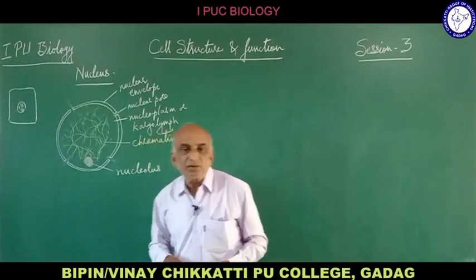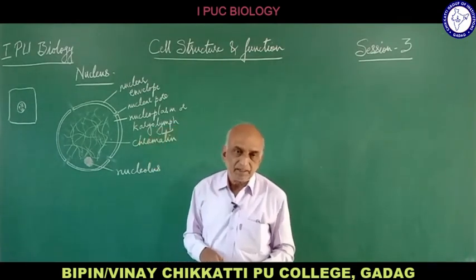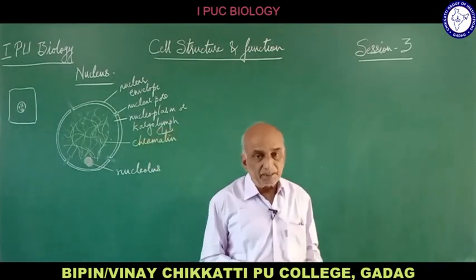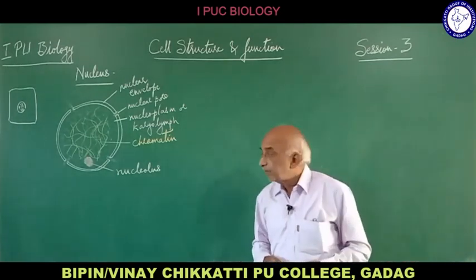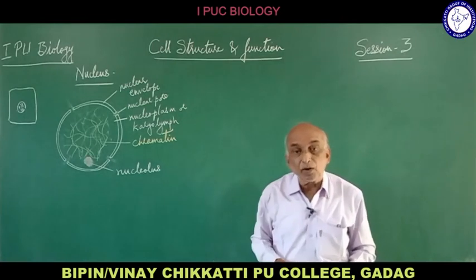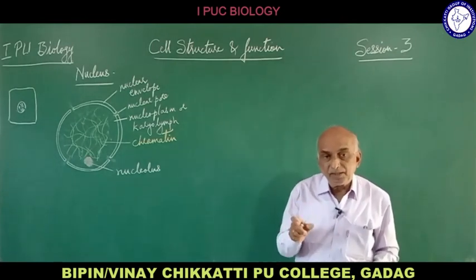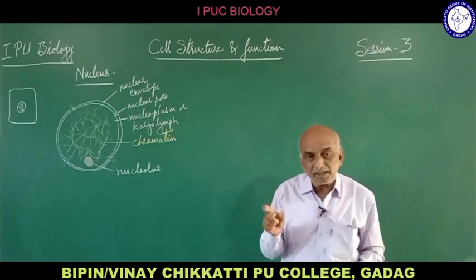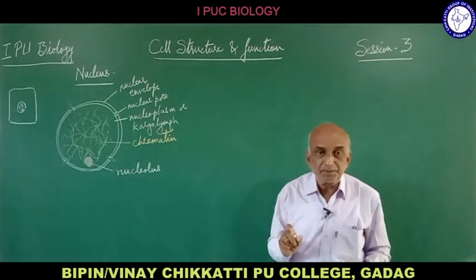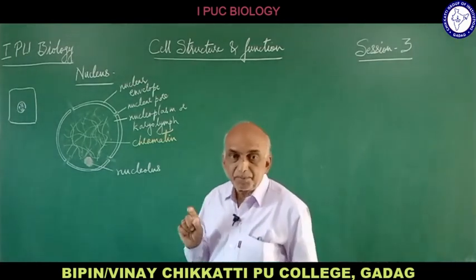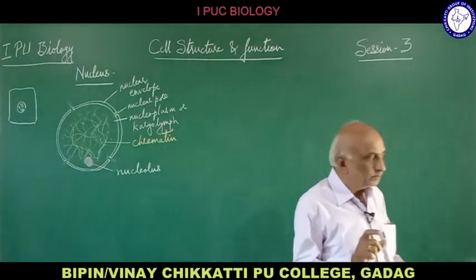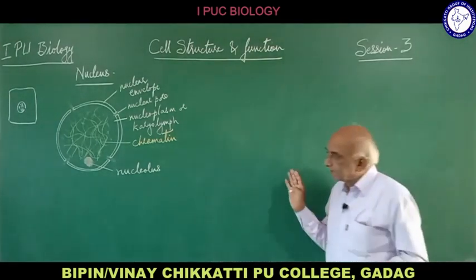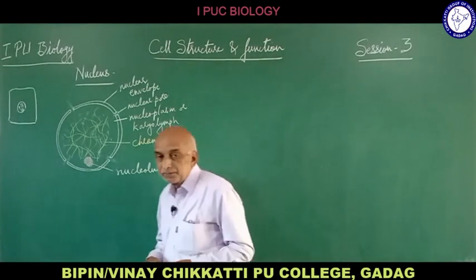sometimes the nucleus is also located towards one end of the cell, as in the case of the columnar epithelium which we have studied in the animal tissues. There the cells are elongated, narrow at the basal end and broader at the free end, so the nucleus is present at the narrow basal part of the cell. So that is where the nucleus is present towards one end of the cell, that is the position of the nucleus.